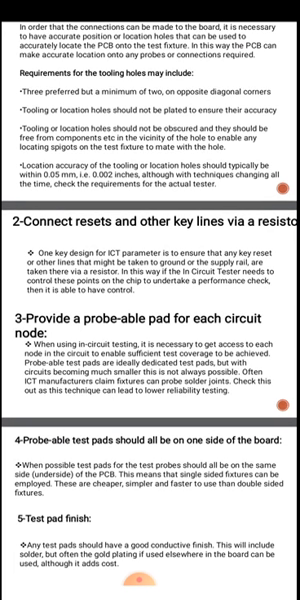Point number 3, provide a probable pad for each circuit node. When using in-circuit testing, it is necessary to get access to each node in the circuit to enable sufficient test coverage to be achieved. Probable test pads are ideally dedicated test pads, but with circuits becoming much smaller, this is not always possible. Often ICT manufacturers claim fixtures can probe solder joints. Check this out, as this technique can lead to lower reliability testing.